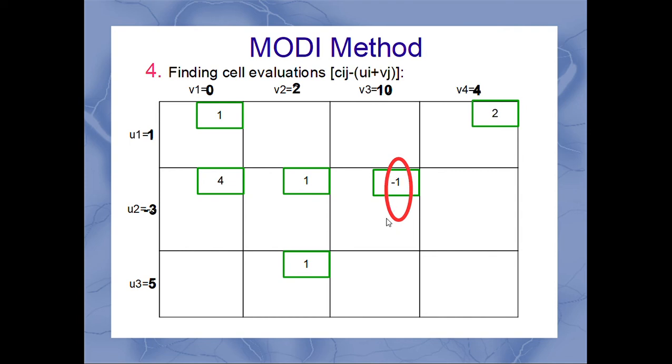Okay, if we have more than one negative cell evaluation, we have to take the most negative one. If we have only one negative number, we have to start our loop in that place. So here we are having only one, so in this place we have to start our loop. We can't draw the straight line this way because these are all not empty cells, so this is the only way: I can draw a horizontal line from this cell.